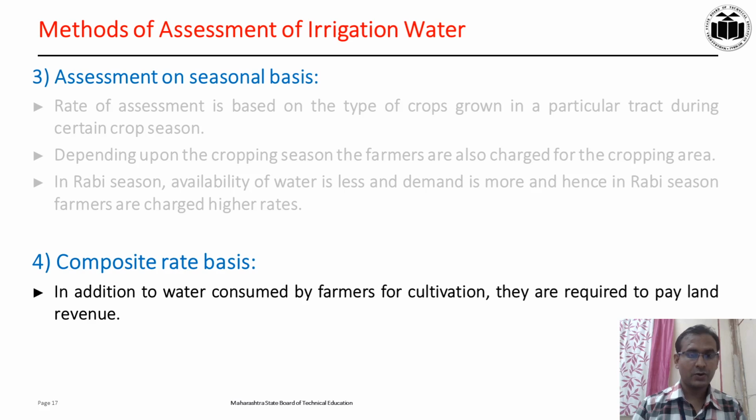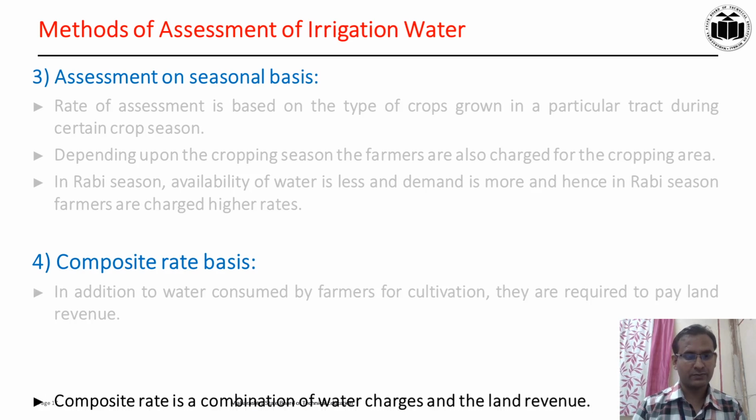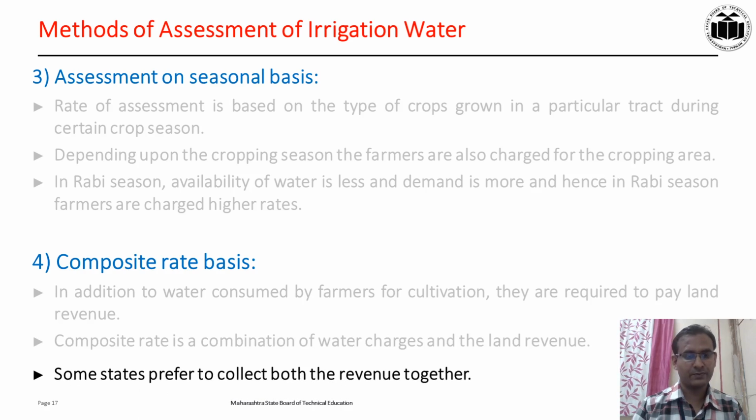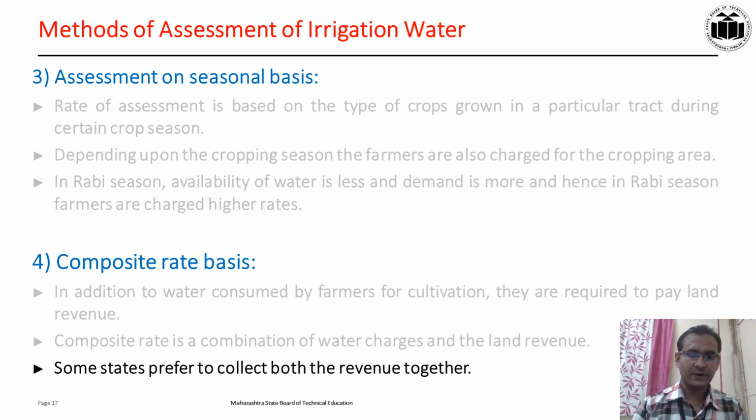Next method, that is composite rate basis. In addition to water consumed by farmers for cultivation, they are required to pay land revenue. Composite rate is a combination of water charges and the land revenue. Some states prefer to collect both the revenues together.